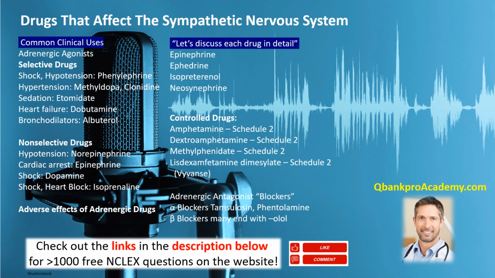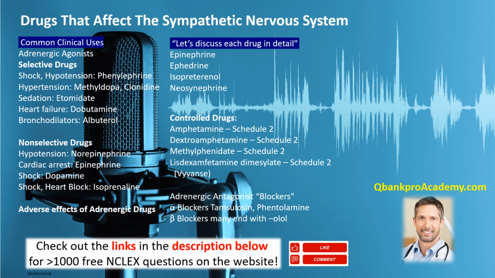Some of the more common non-selective drugs that we see in everyday use include norepinephrine, which is indicated for the treatment of shock and hypotension. It is a very common medication in the ICU. Epinephrine, or adrenaline, is used in the treatment of cardiac arrest, anaphylaxis, and croup.